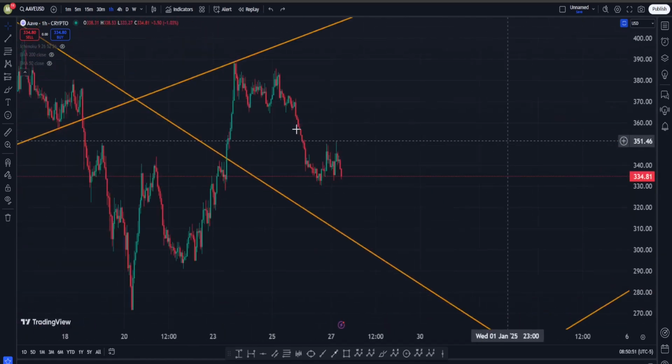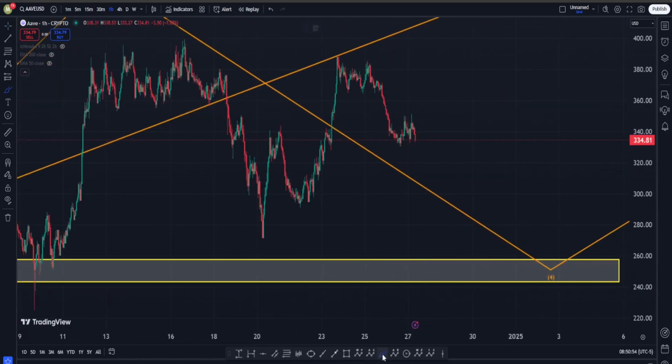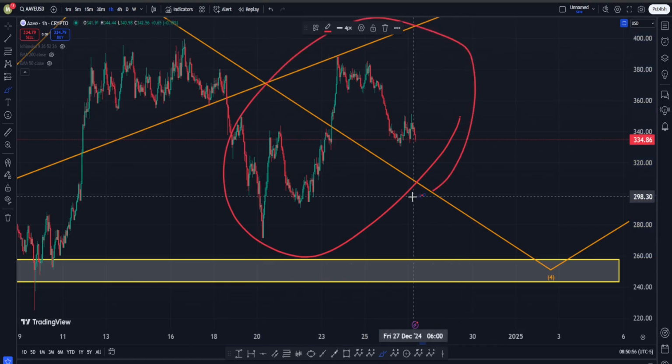Okay, so in today's video, I want to check out this part of the price action in AAVE and see what is going on in terms of Elliott Waves, classic TA, and maybe some indicators, because I think there might be in this area some hidden bullish signs.